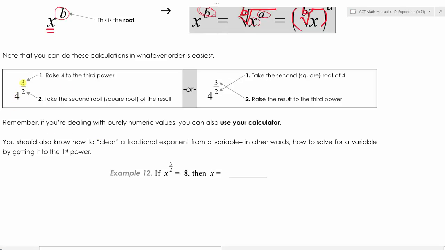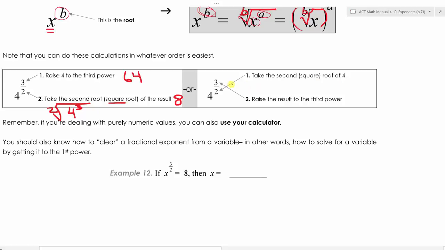So 4 to the 3/2. Remember, either order is fine. We can raise 4 to the 3rd power. That would give us 64. And then we can take the second or square root of the result, and that would produce an 8. So that would look like this. Let's do 4 cubed and there. So that would look like that.